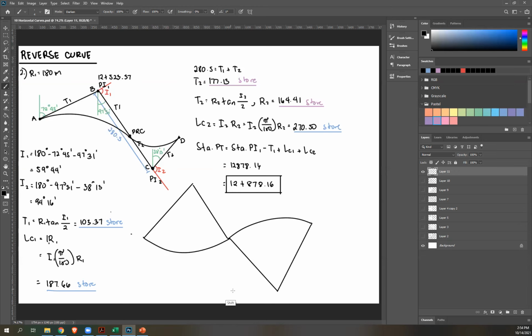Let's draw tangent lines. So this is the tangent line back and forward of curve 1. Angle of intersection of those two is your I1. And then let's draw tangent lines for the second curve. And once again, angle of intersection of those two is your I2. Okay? So just I1 and I2 for reverse curves. Okay, good. No problem. Other questions?